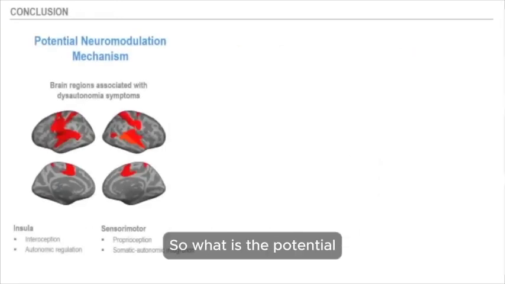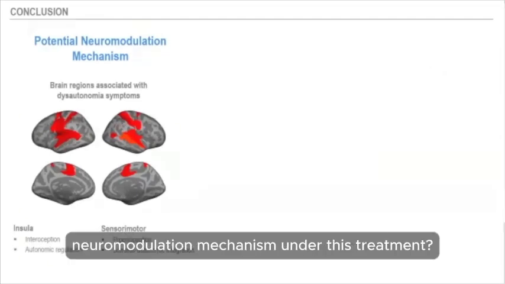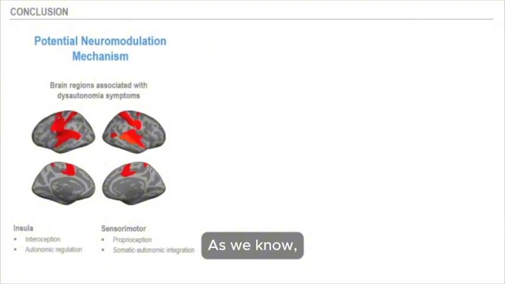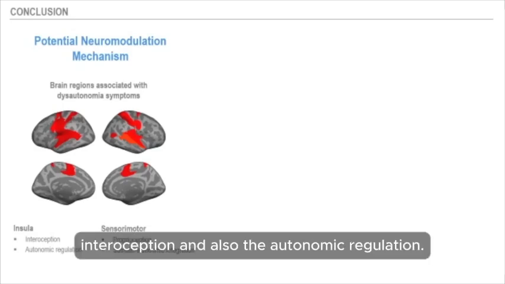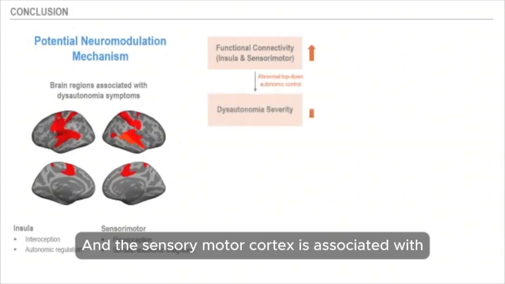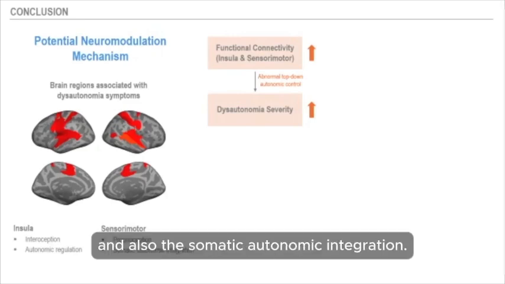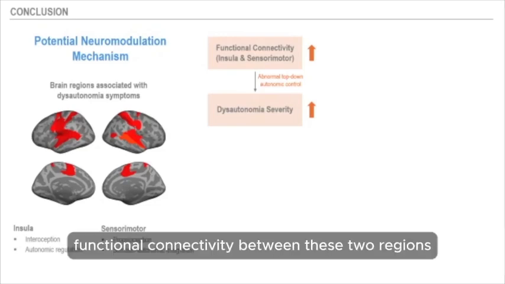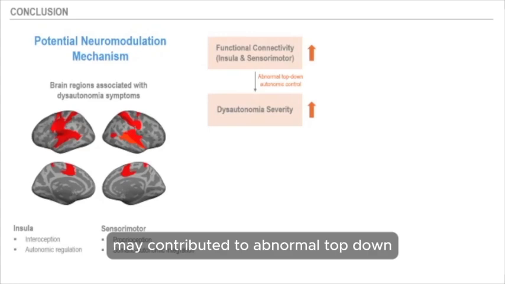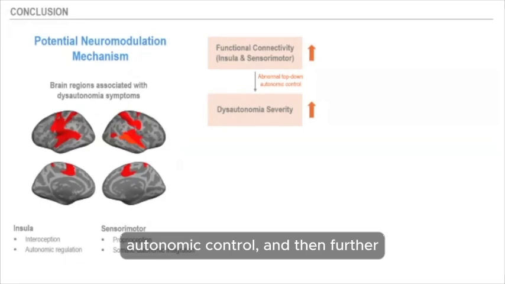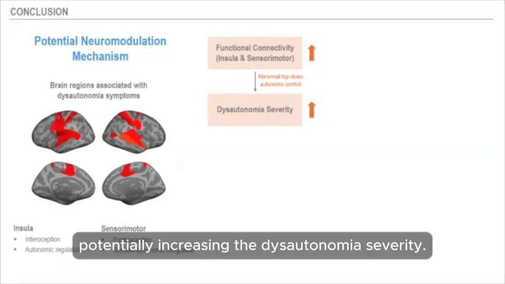So what is the potential neuromodulation mechanism under this treatment? As we know, the insular plays key roles in interoception and autonomic regulation, and the sensory motor cortex is associated with proprioception and somatic autonomic integration. So abnormally increased functional connectivity between these two regions may contribute to abnormal top-down autonomic control, and then potentially increase the dysautonomia severity.